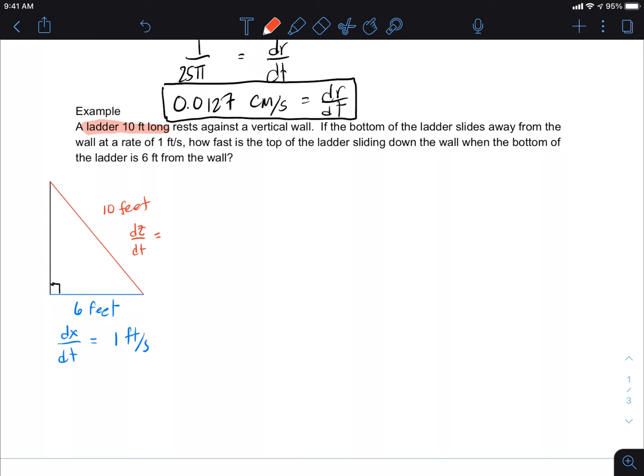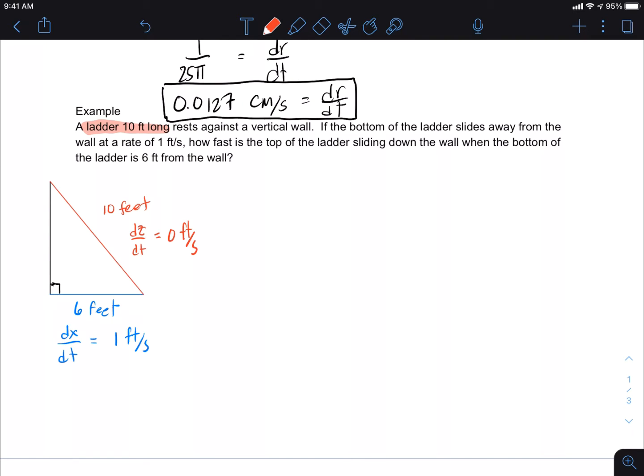What is the rate of change then of the length of the ladder? It should be 0. So it's having 0 feet per second change in terms of its length, correct?